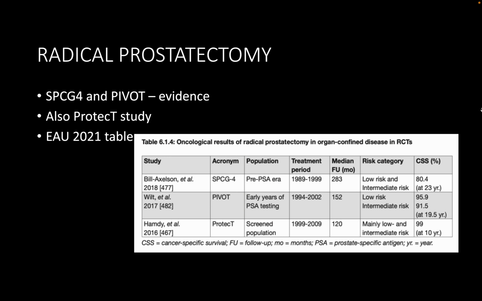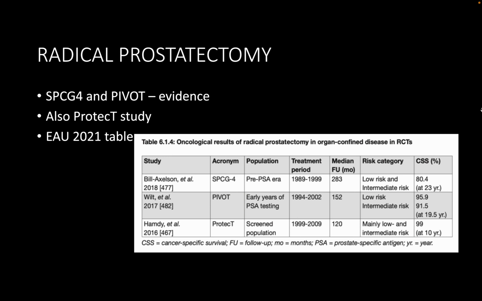So there are 3 main trials. I've talked about the PROTECT trial already, so I won't go back over that. But the other 2 key trials would be the Scandinavian trials, so the SPCG-4 trial. So that was done in the era sort of in late 80s, early 90s, before PSA screening really was taken up. So there was a very high proportion of palpable T2 disease in that trial, but it was essentially randomizing patients between watchful waiting and radical prostatectomy.